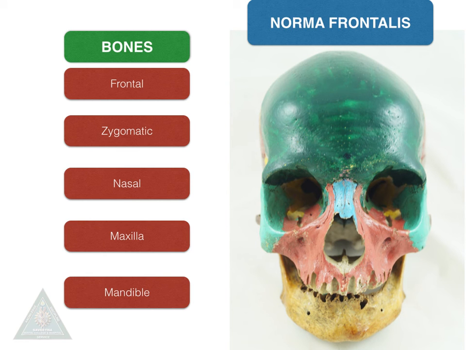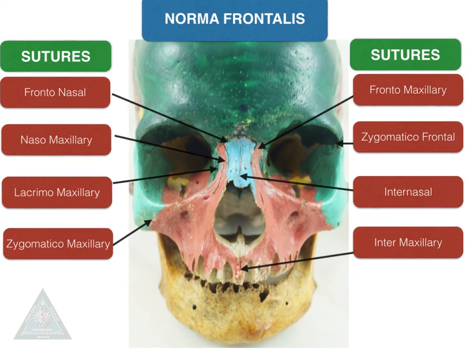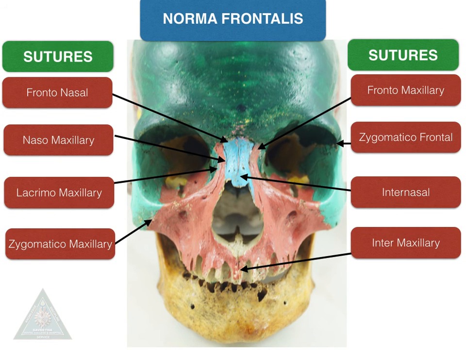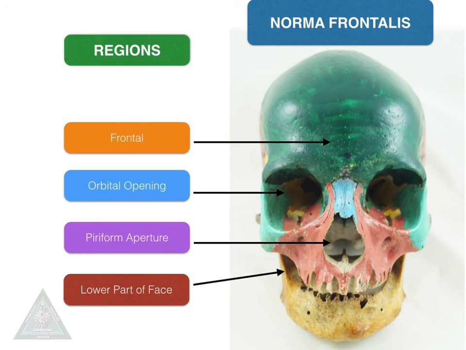maxillae, and the mandible. The sutures which can be seen in the Norma Frontalis are the frontonasal, nasomaxillary, lacrimomaxillary, zygomaticomaxillary, frontomaxillary, zygomaticofrontal, internasal, and the intermaxillary sutures. The Norma Frontalis is read in four parts. They are the frontal, the orbital opening, the piriform aperture, and the lower part of the face.